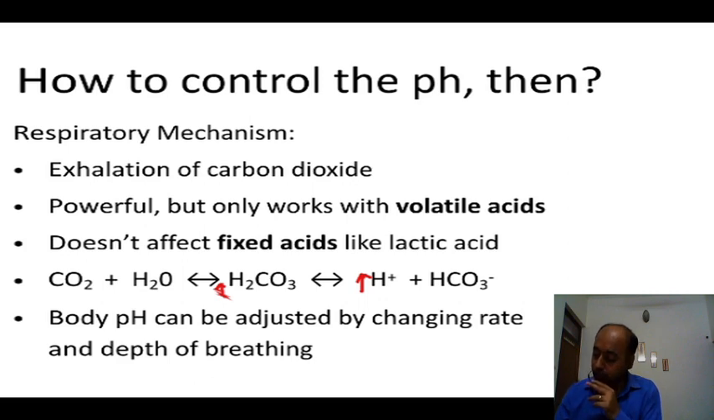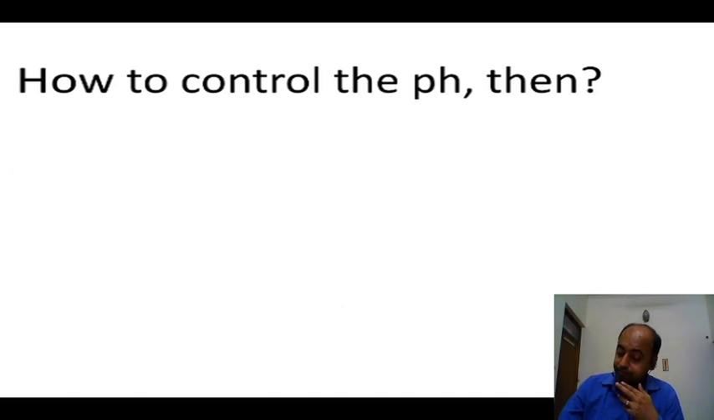If, on the other hand, you expel the CO2, the H2CO3 values decrease, and the H plus concentration correspondingly will decrease. So basically the respiratory mechanism affects the H plus concentration directly. It is not able to change the fixed acids, but those volatile acids which can be converted to gases by the addition of H plus can quickly be exhaled with the help of the respiratory system.